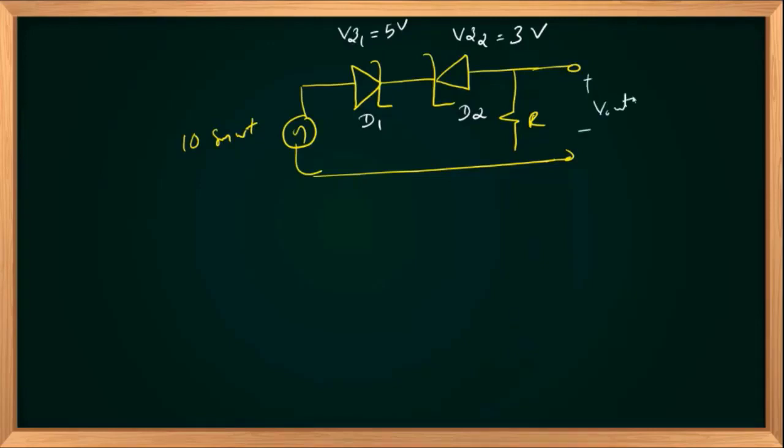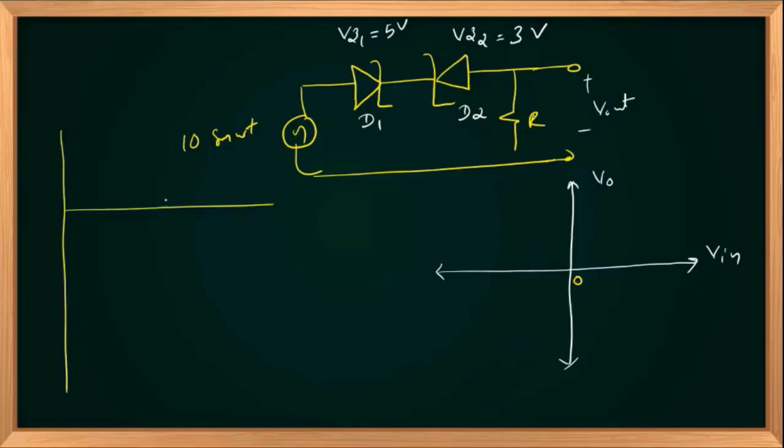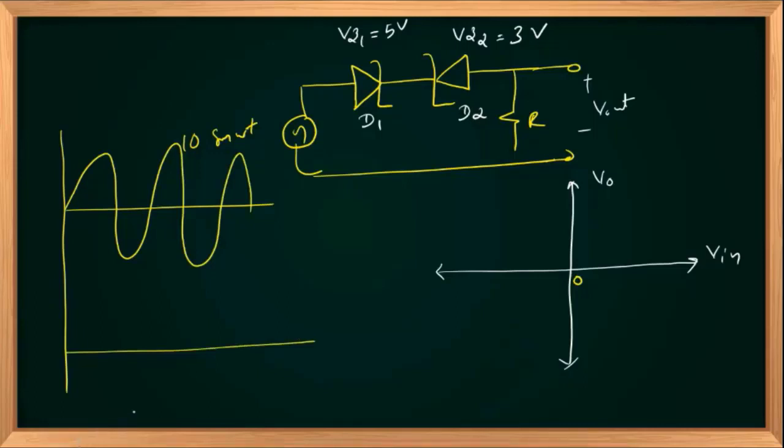You are asked to identify or plot the transfer characteristics of the given circuit. As I said earlier, once you are clear with the transfer characteristics, you can easily plot the output waveform. And the input is varying between plus 10 and minus 10. So how do we identify the operation of the given circuit?